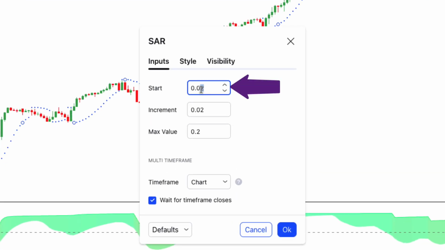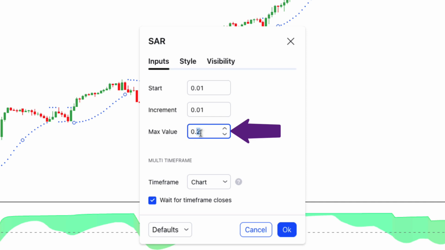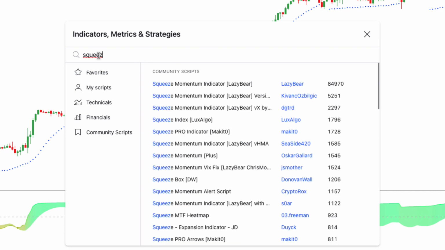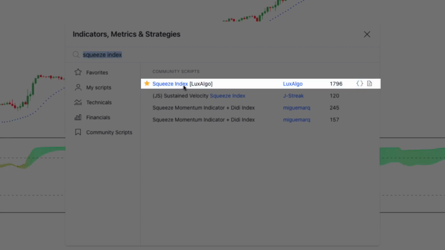Here in the Inputs tab, for the start, we set it at 0.01. And for the increment, also we set it at 0.01. And for the max value, we set it at 0.1. Alright, and the next indicator that we want to add is Squeeze Index. This one, which is a free indicator from LuxAlgo.